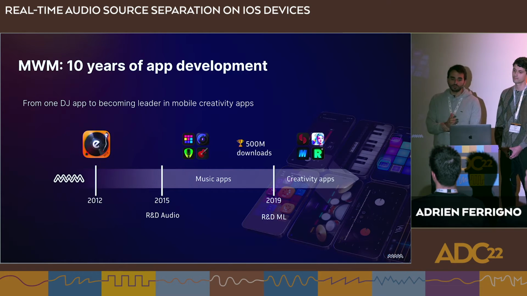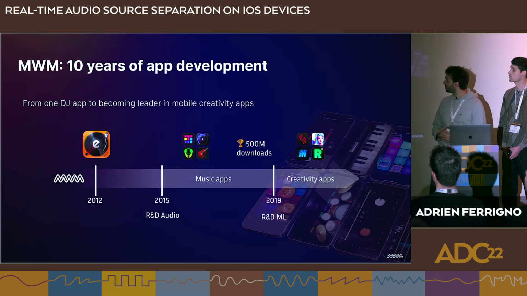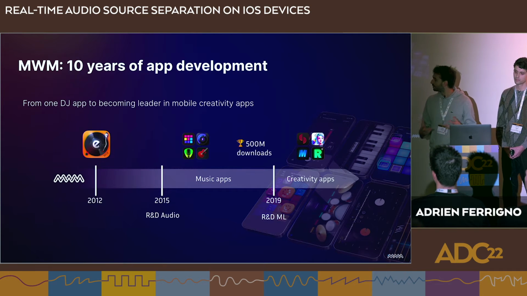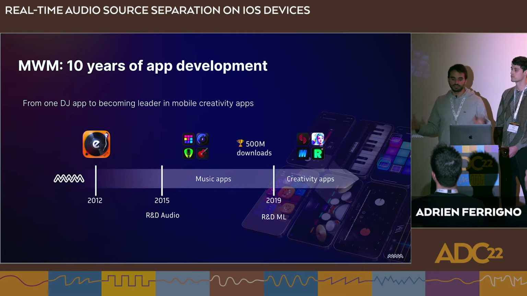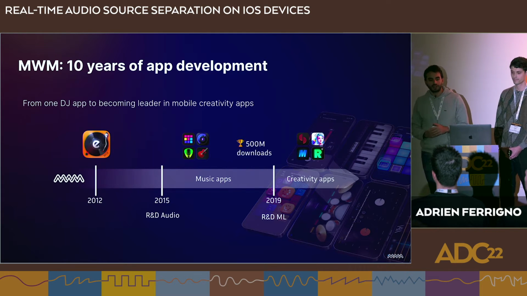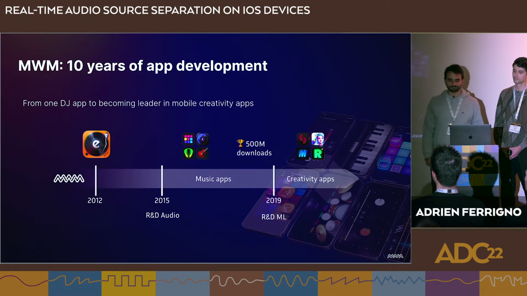An audio signal processing R&D team was created in 2015, and more recently, a machine learning R&D team was founded in 2019. Today, both teams work together hand in hand, and this talk is a good example of signal and machine learning collaboration. And for the record, I work in the audio R&D team and Clément in the ML team.